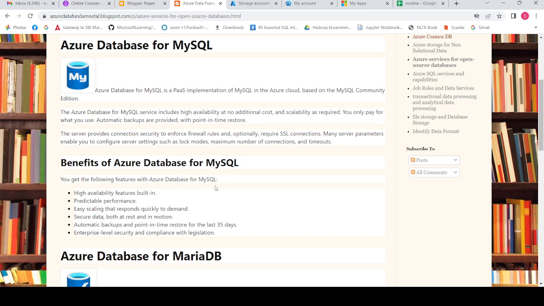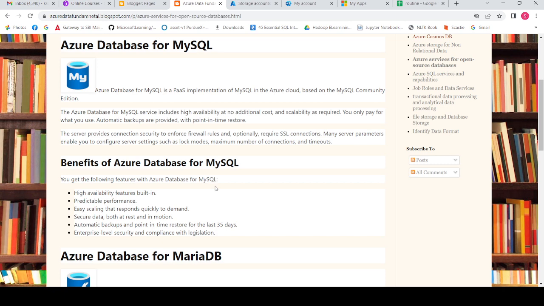Easy scaling that responds quickly to demand means when our demand increases, for example, now I am using 10 GB of data and 10 GB RAM. Suddenly my data volume increases and now I need 25 GB. In that case Azure will increase our system capacity, but when I use on premise, then we have to add the storage to our service ourselves. So if we compare on premise and cloud, I can say scaling is easy compared to on premise.